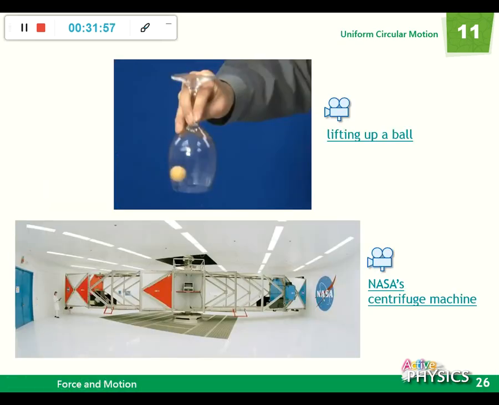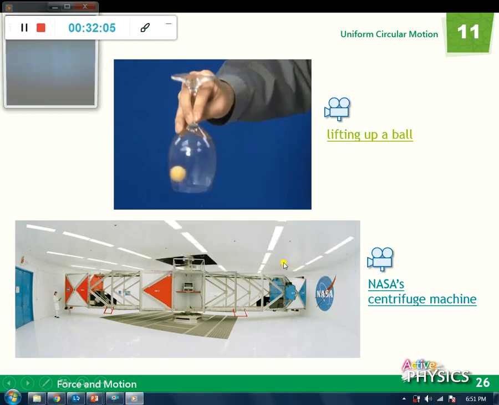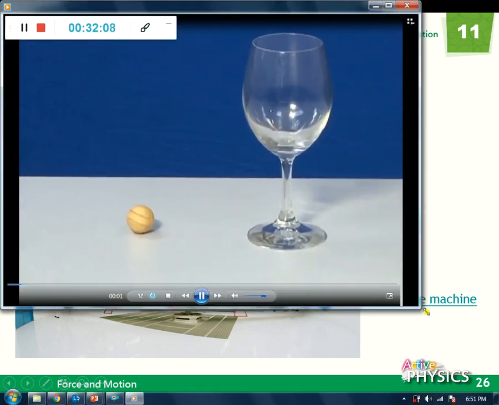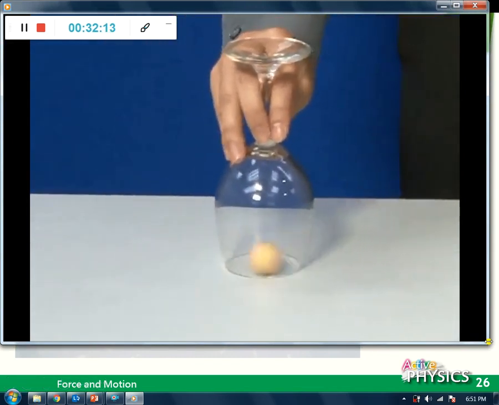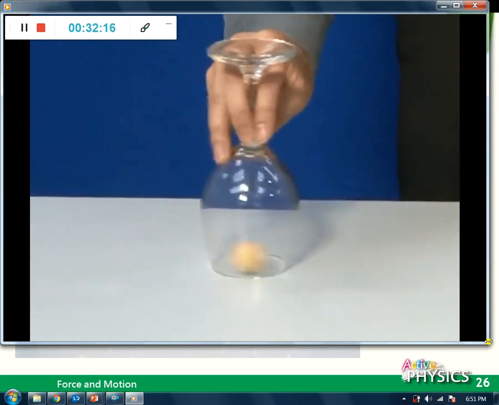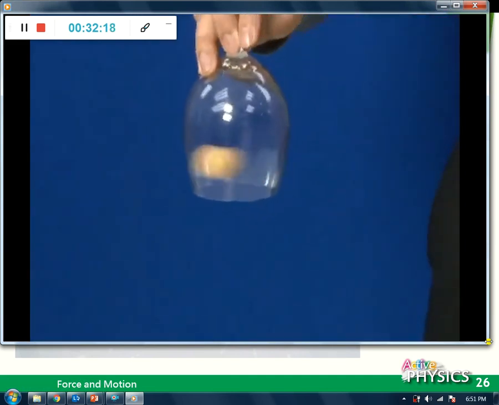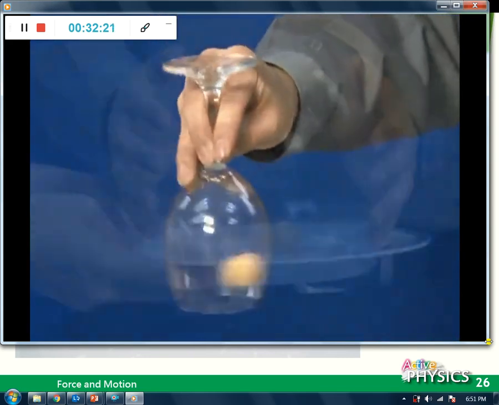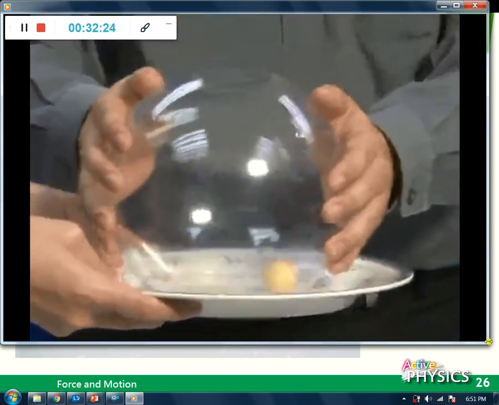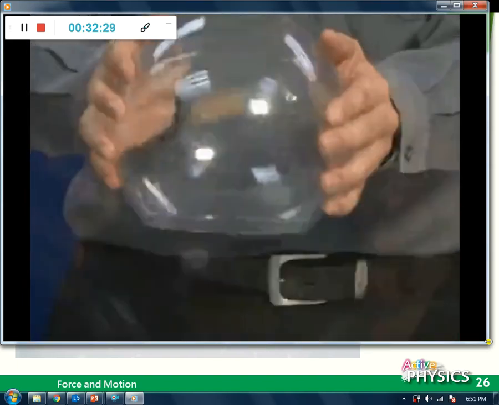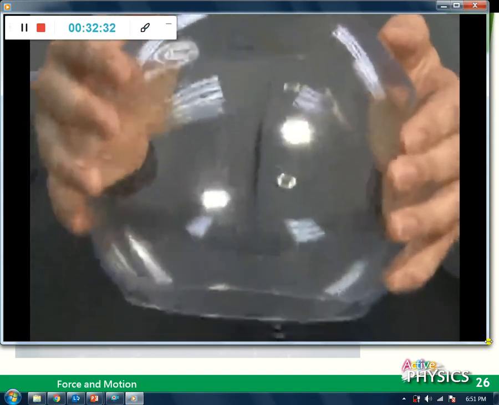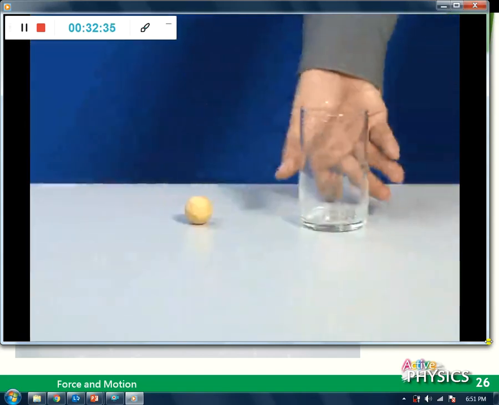Okay, look at this. Here you can watch the video. Look at this. Here, make it go at high speed. This bottle can provide normal reaction. The normal reaction is large enough to make the ball move in a circular motion.